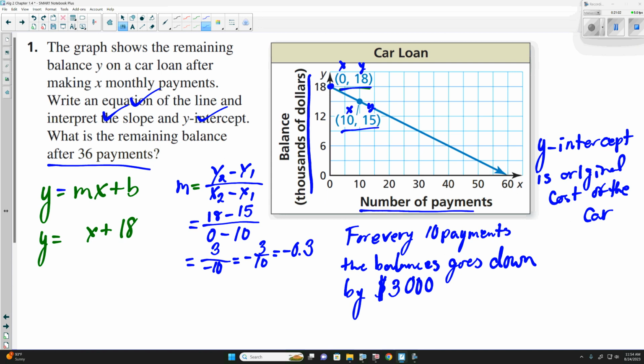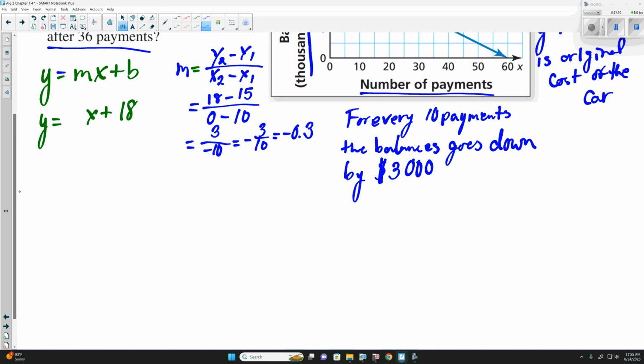Well, the number of payments is the x. So that means in our equation, we can replace the x value. Well, actually, negative 3/10. I forgot to put that back in. We can multiply it by 36 and add 18 to it.